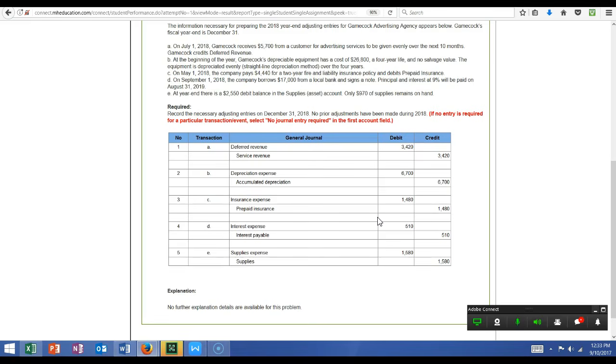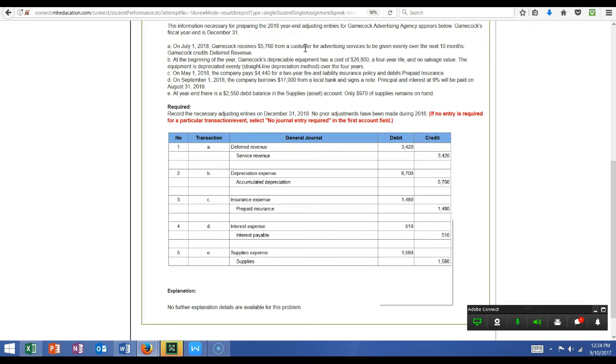Now, excuse me. Emily, you're asking on the depreciation, why is it $6,700? Because if we take the depreciation, the cost was $26,800, and it has a 4-year life. So that means we depreciate 1/4 of it each year. $26,800 divided by 4 gives you $6,700.